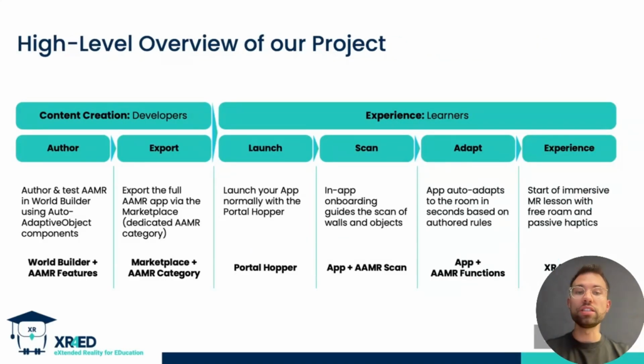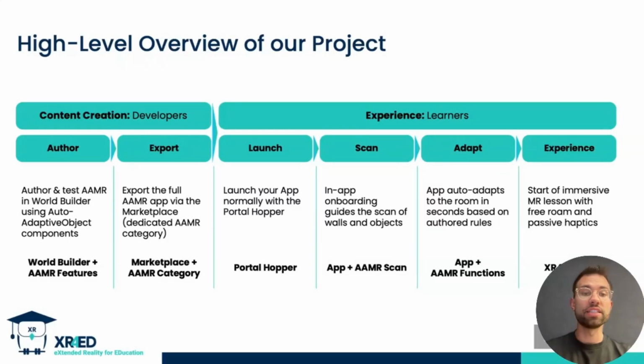Let me show you how we integrated this into XR4ED. So on the creator side, you work as usual inside of the world builder with our template. And using components, you can now attach real-world properties or placement modes, like place it on a wall or place it on top of a table, to virtual objects and fine-tune them. You can also test it in a dedicated testing mode with a simulated sample room, and when it's ready, you export a package with your assets, including the auto-adaptive features, and publish it to the marketplace, where you can now find your own auto-adaptive mixed reality category.